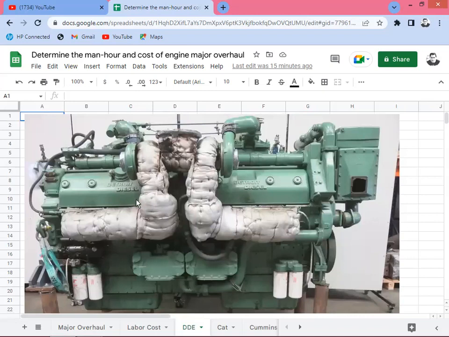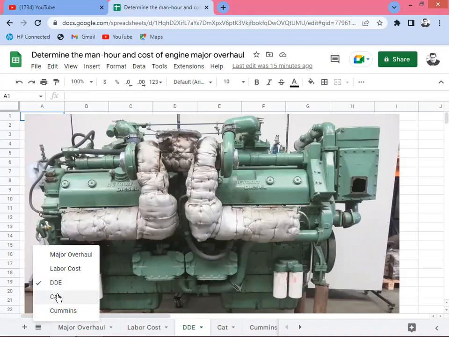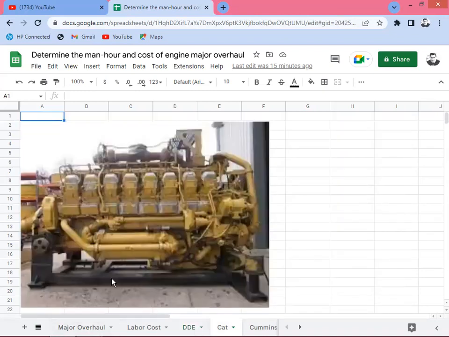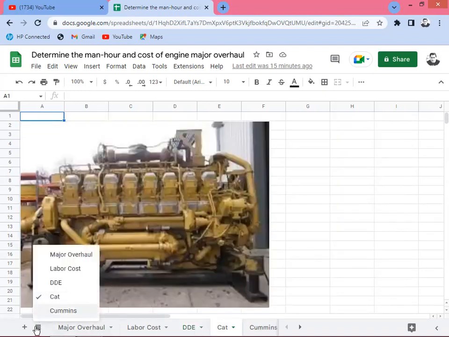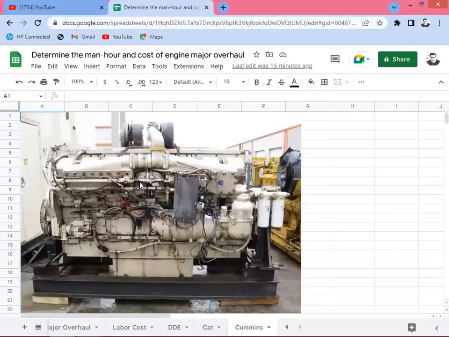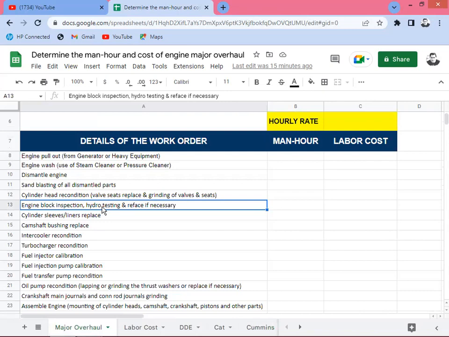This is a 1.9 16V Detroit diesel engine, or you could be doing Caterpillar, or you'll be doing major overhauling of the Cummins engine. So these are huge engines. These are monster engines, the biggest engines being utilized in the heavy equipment and generating sets industry. All right, so anyway, going back to the major overhaul. These are the things that we're going to be doing.